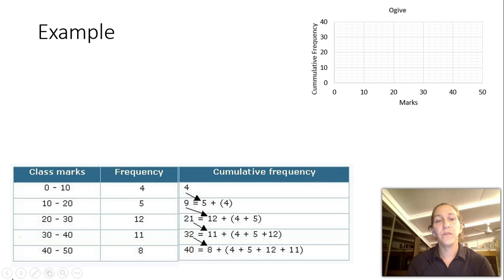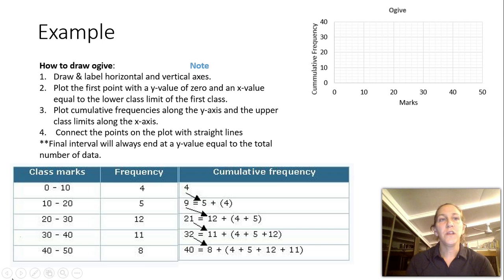The next row down, we added another 12 marks, so that makes 21 marks total. In the next row after that, we have 11 more marks, so 32 marks total. And in the final row, we had another 8 marks, so an absolute total of 40 marks completely. So there were essentially 40 students in that class.